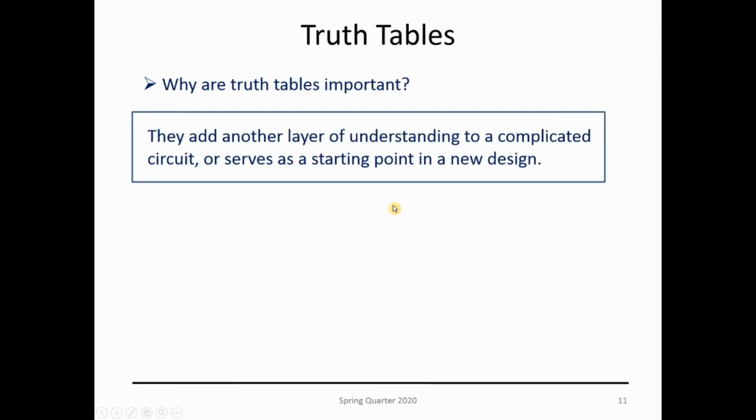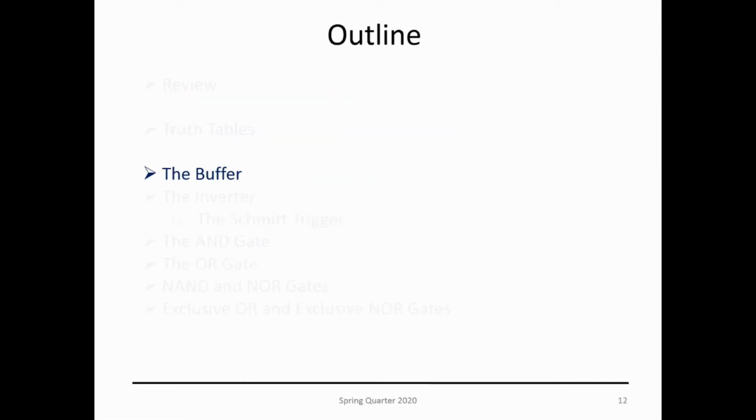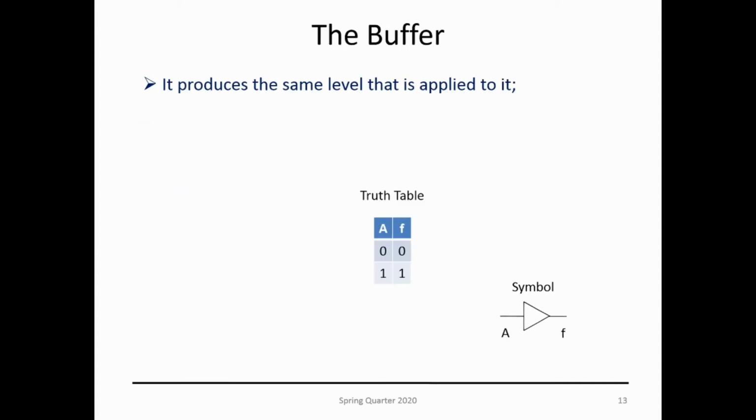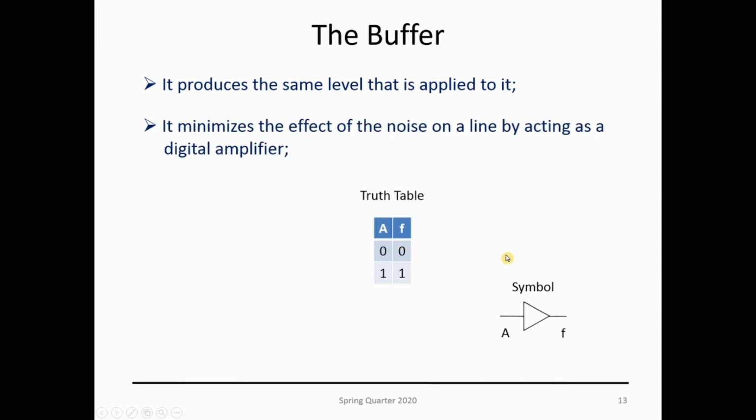Why are truth tables important? It's another way or another layer of understanding and serves as a starting point in a new design. So let's go over the buffer. This is a truth table for the buffer. Notice that it's just a triangle. Whatever I have on my input shows up on my output, and it minimizes the effect of the noise on a line by acting as a digital amplifier. So it just guarantees that you have somehow current being amplified from one point to the other, but does not alter the values of that line.